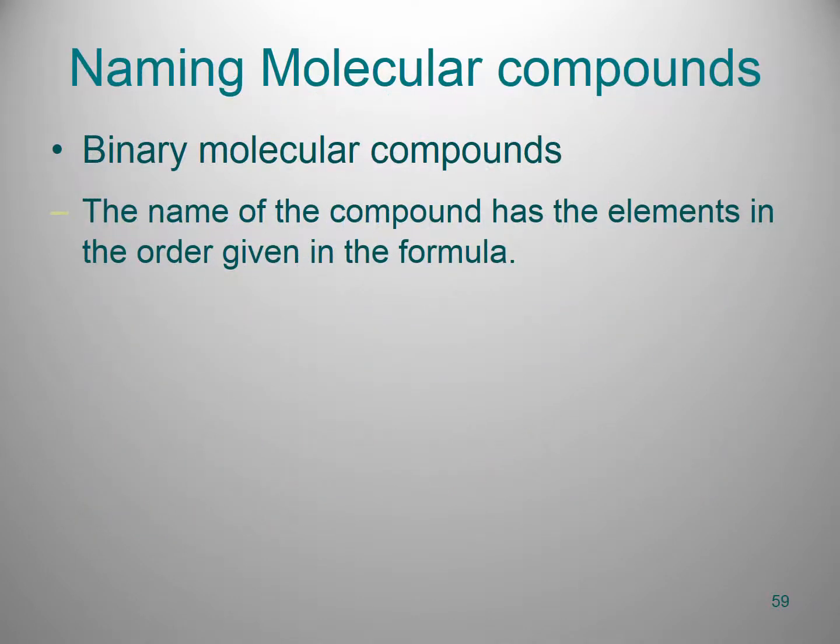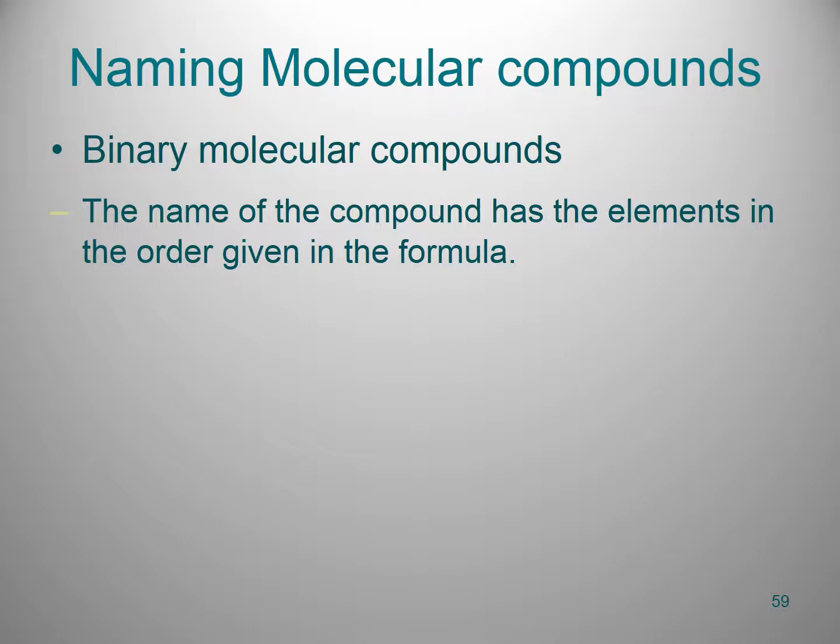So again, the ionic compound we've just learned. And you'll need to be able to distinguish whether a compound is ionic or molecular. And remember that an ionic compound has a metal and a nonmetal, whereas a binary molecular compound has two nonmetals. So keep that in mind.